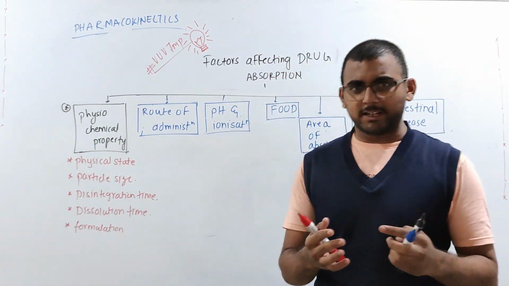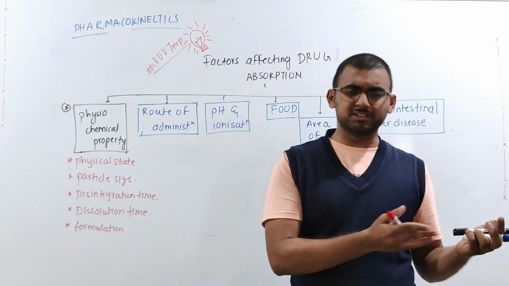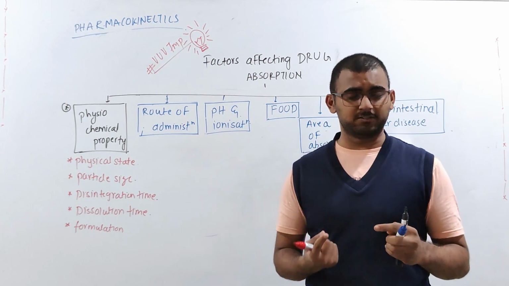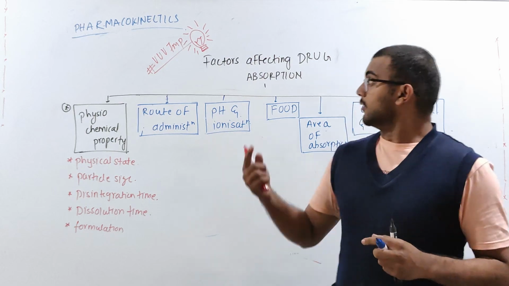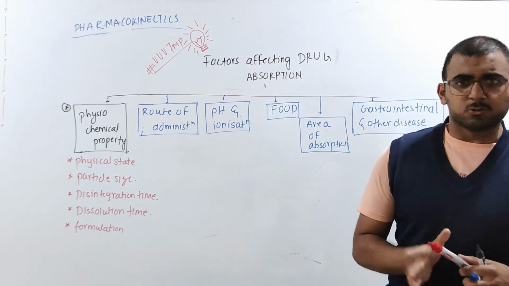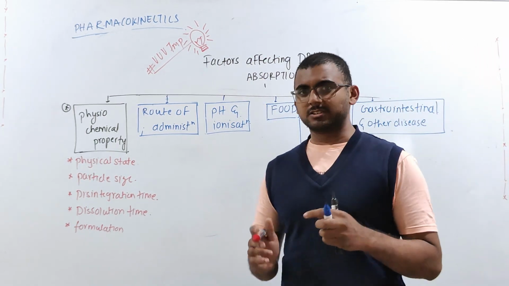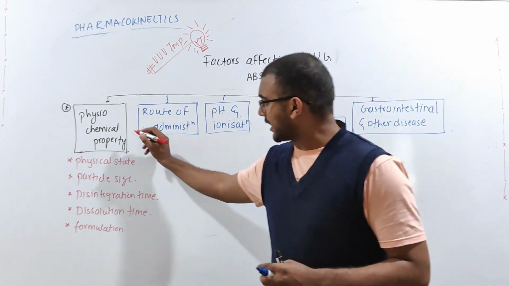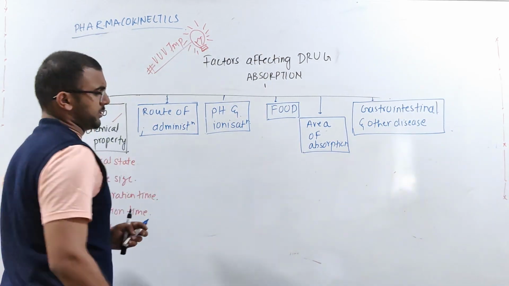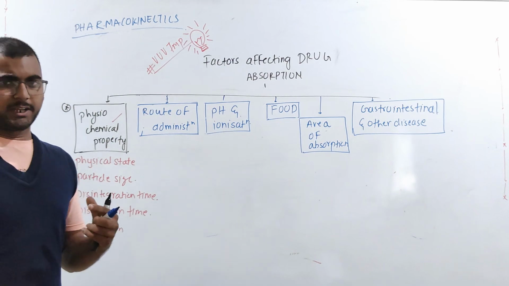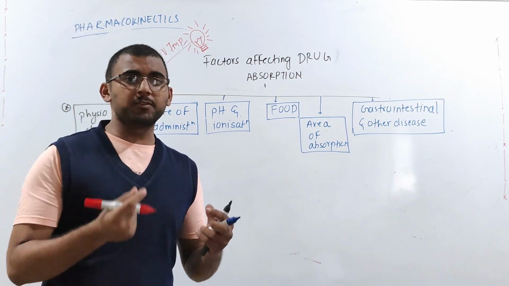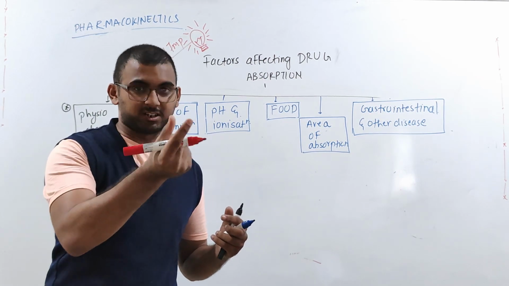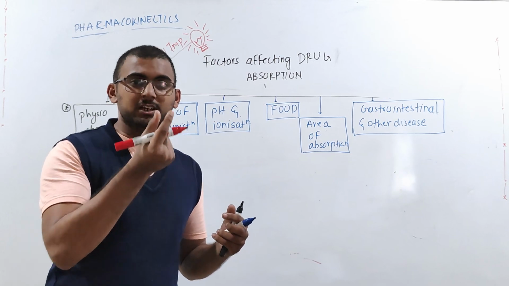Now we have already understood what ADME is, and we have discussed the different types of absorption. Now we'll be discussing the different factors. One of the major factors responsible for absorption is the physiochemical property. What do you mean by physiochemical property? It means the properties of the particular drug. When you are giving a drug, what are the properties of that drug?